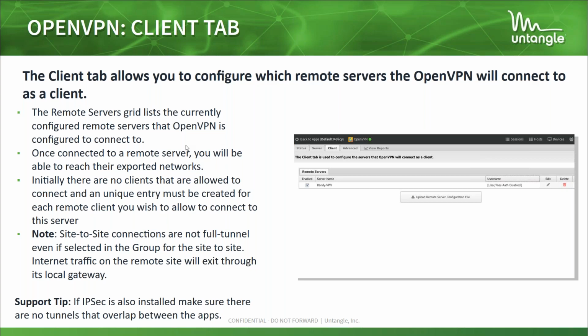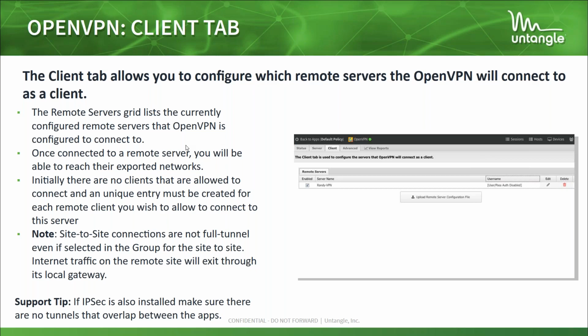Out of the box, fresh install, there are no clients that are set to connect. A unique entry has to be created for each remote client in order for you to be able to connect to those servers. So if you have multiple servers you need to connect to, you need to import or upload a client for each of those servers to be able to connect. So you can't use one client to connect to multiple Untangles. Each one needs its own.